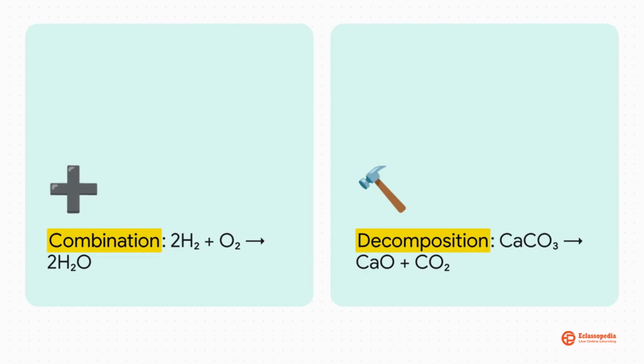The first two are exact opposites of each other. A combination reaction is exactly what it sounds like: when two or more reactants combine to build a single larger product. For example, hydrogen and oxygen combining to form water. On the flip side, a decomposition reaction is when a single larger molecule splits apart into simpler substances, and this usually requires an input of energy like heat. Here you can see calcium carbonate breaking down into calcium oxide and carbon dioxide.